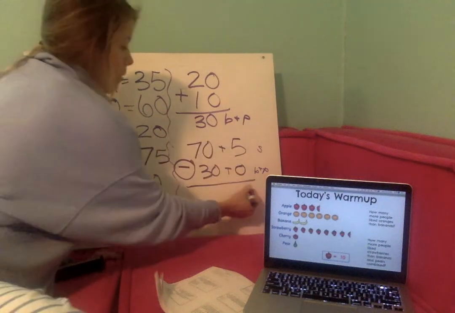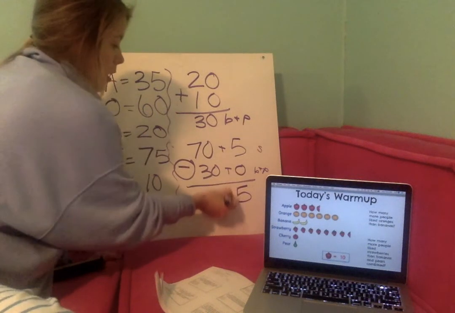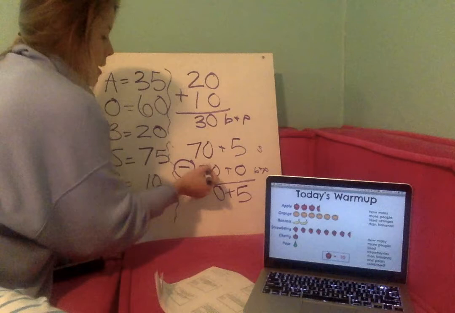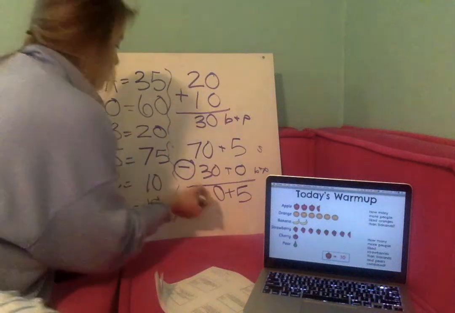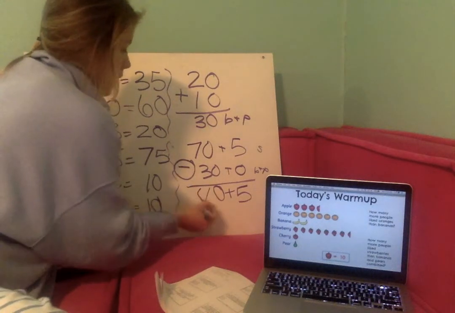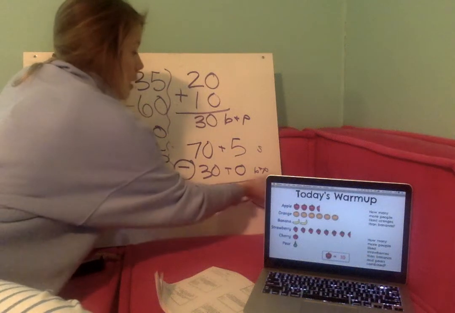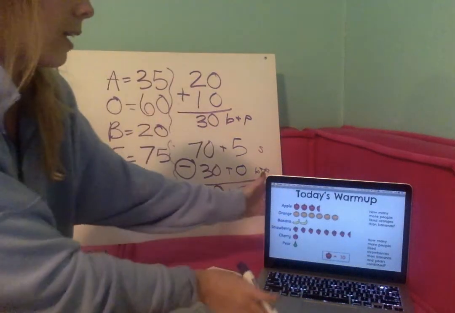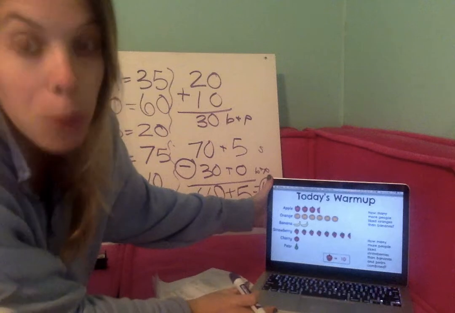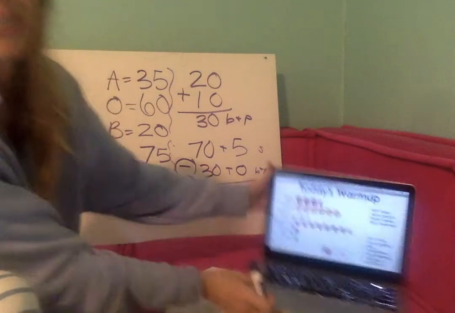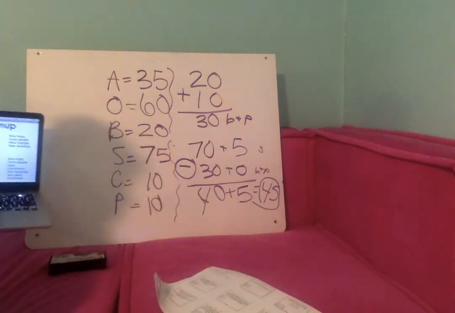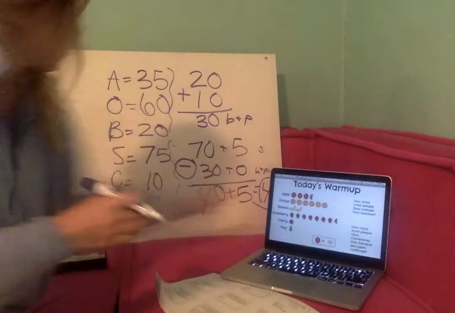5 minus 0, you should have gotten 5. Bring down your plus and your 0. 7 minus 3 is 4. So, 45 people like strawberries more than bananas and pears combined. 45. All right, good work.